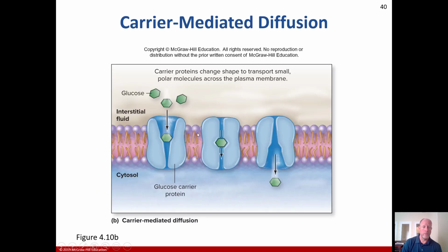So here we can see carrier-mediated diffusion. We have glucose traveling down its concentration gradient with the assistance of a glucose carrier protein, okay? Because glucose is usually a somewhat larger molecule, it needs a little assistance to come through the plasma membrane, unlike sodium and some other substances that are not as large, relatively speaking, to travel through that membrane.